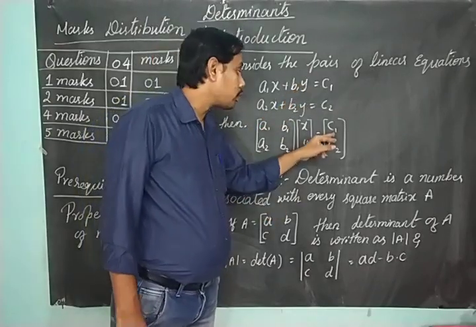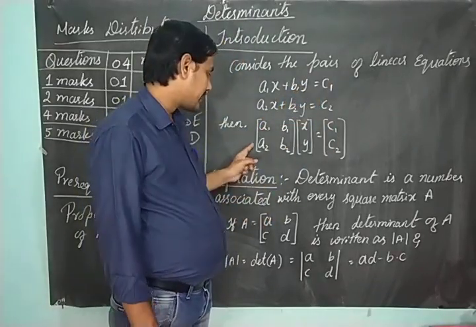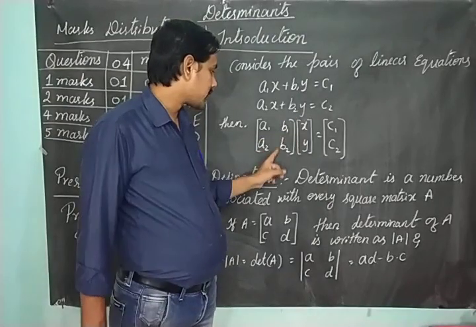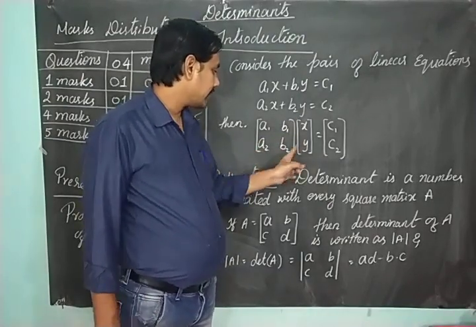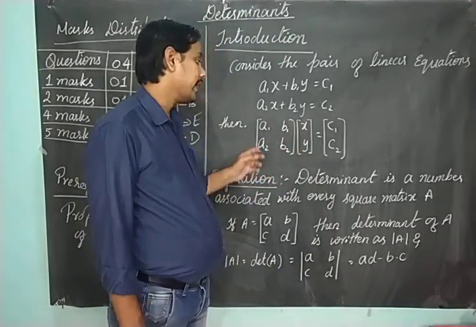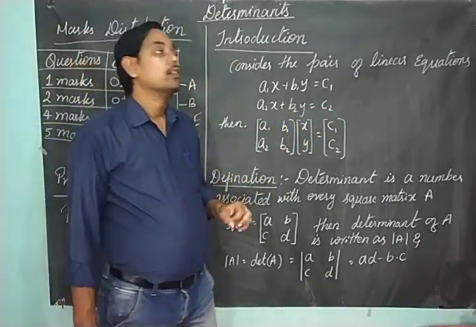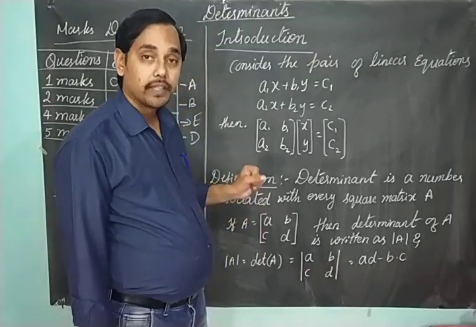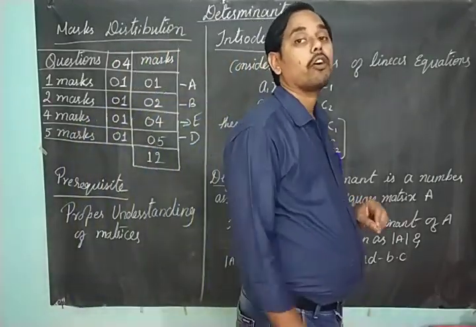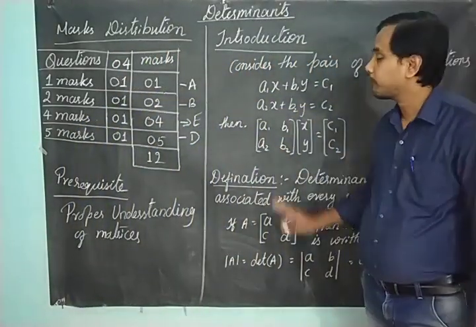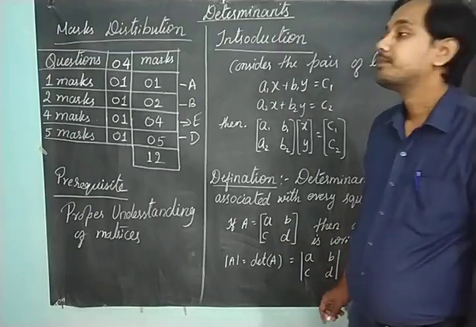And that will be equal to what? C1. And in the second row you will get a2x plus b2y, and that should be equal to C2. So that's what we have here, right? This is how a pair of linear equations, or a set of linear equations, can be expressed in the form of a matrix, right?